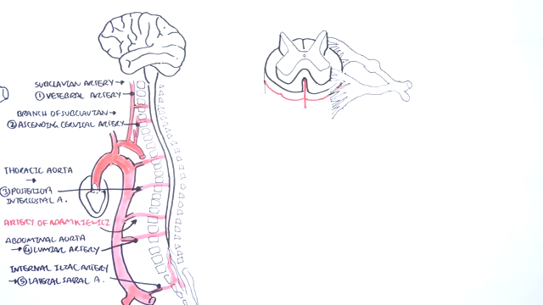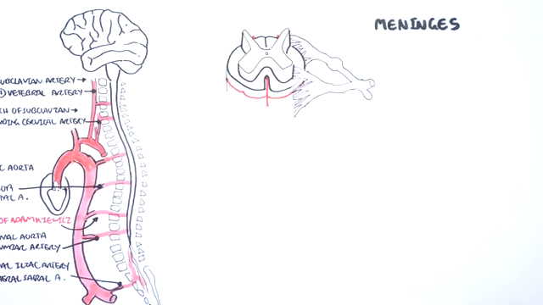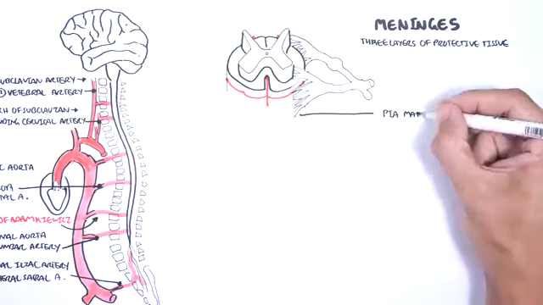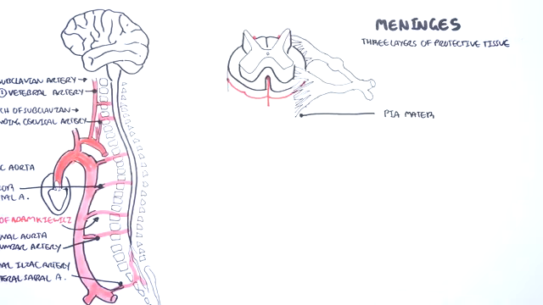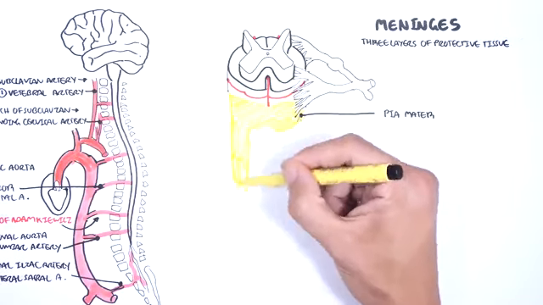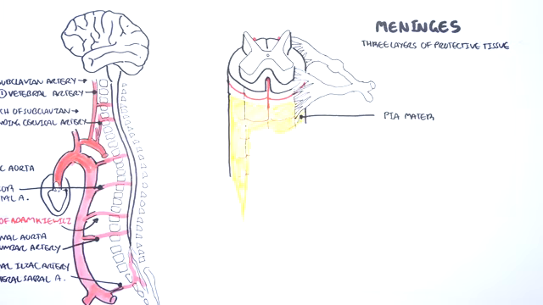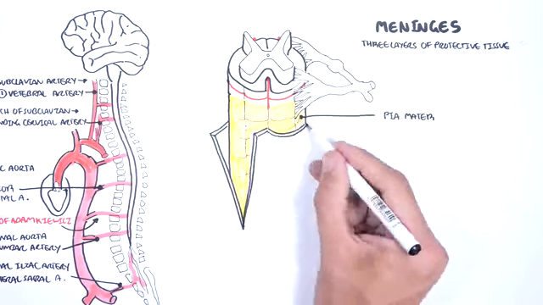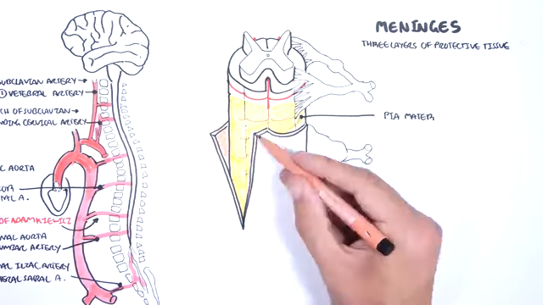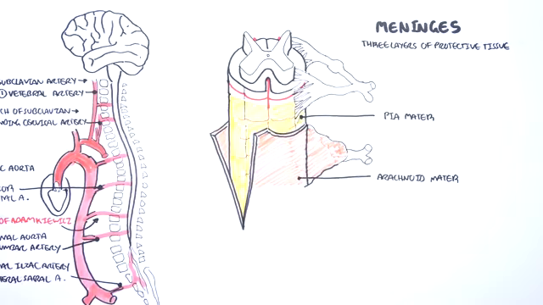Here I am drawing the spinal cord, and I will introduce the meningeal layers one at a time, from the very inner one to the outer one. And there are 3 meningeal layers. The pia mater is the inner meningeal layer surrounding the spinal cord. The second layer is the arachnoid membrane, which extends to the spinal nerve.